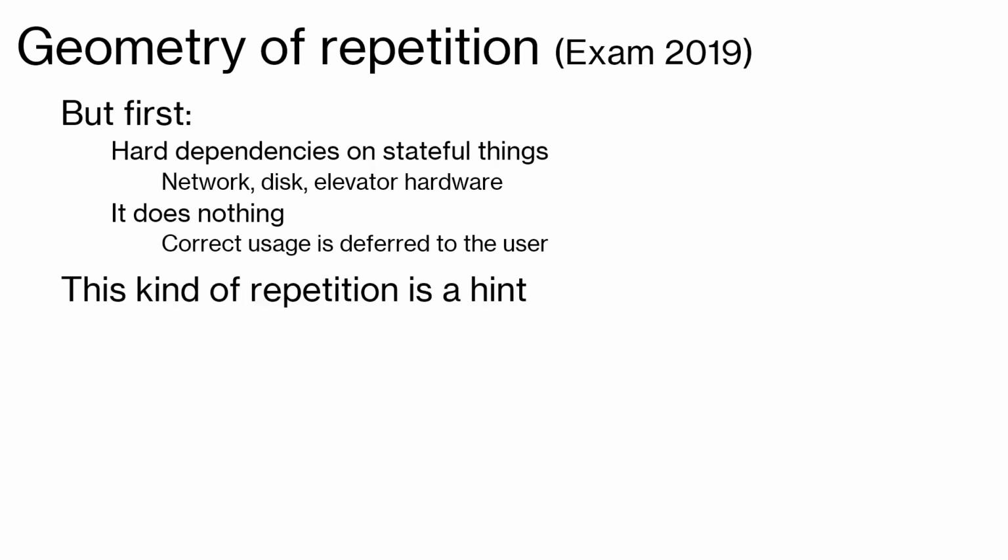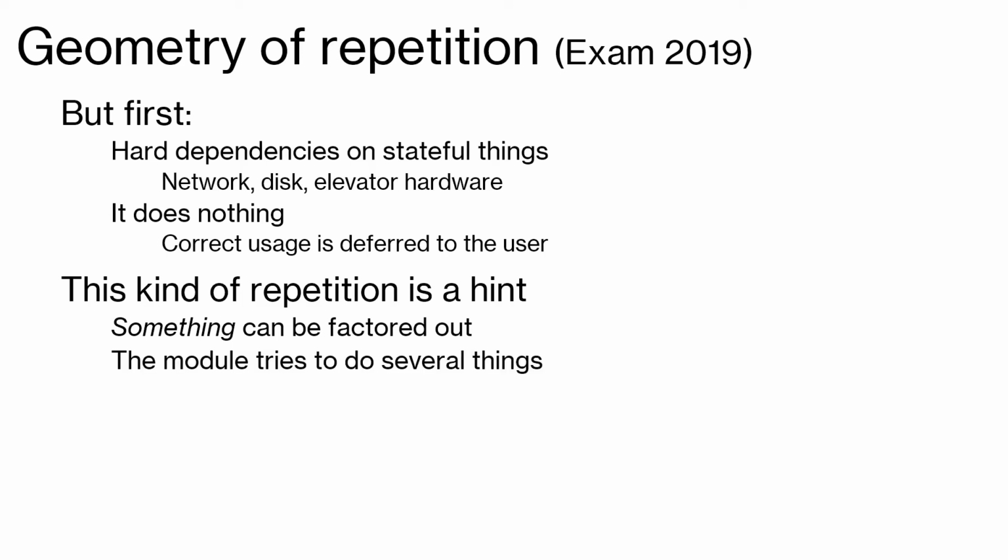Well, let's get to the meat of the problem. There's some repetition here, and this kind of repetition is a hint that there's something that we can factor out. Now the question is, of course, what is this something that we can factor out? Well, we're going to have to look at it closer to see exactly what this one is, but here's the correct answer. This module tries to do several things.